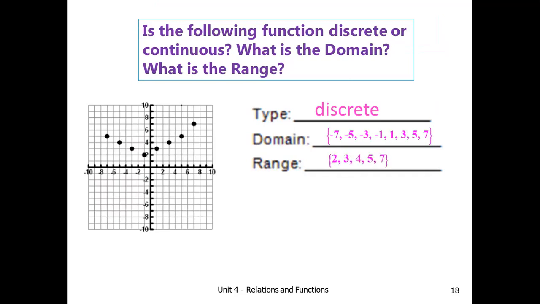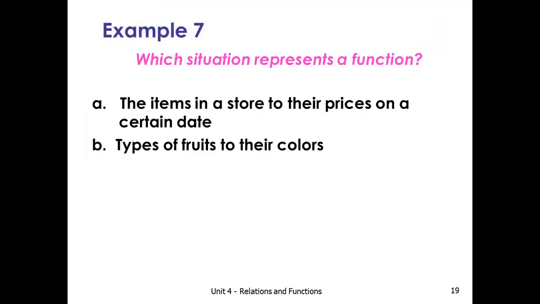Okay. And we have the following range. To define your range in this parabolic graph, we just identify the y coordinates of each point given as 2, 3, 4, 5, and 7.